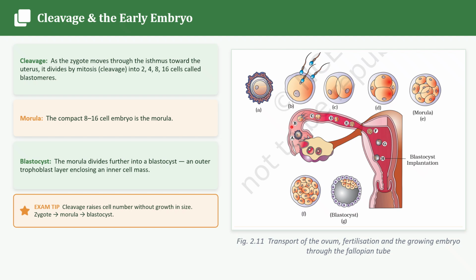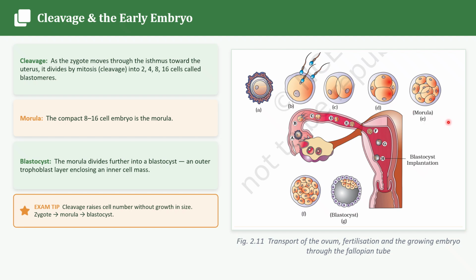An important feature of cleavage is that only the number of cells increases, but the overall size of the embryo always remains almost the same, children. The daughter cells formed are called blastomeres. When the embryo reaches the 8 to 16 cell stage, it is called the morula.